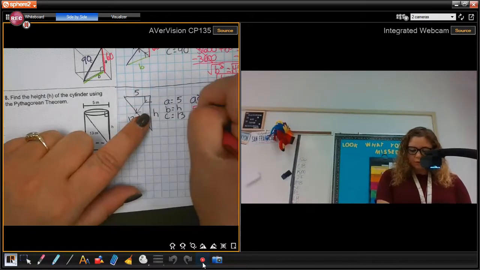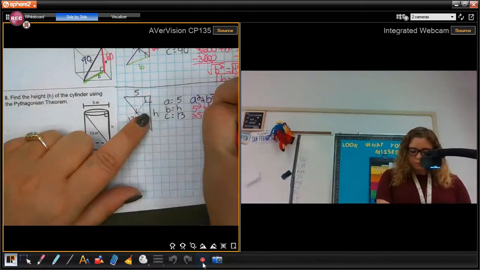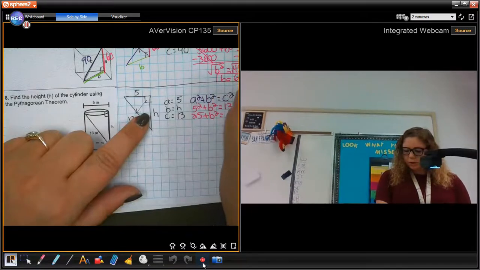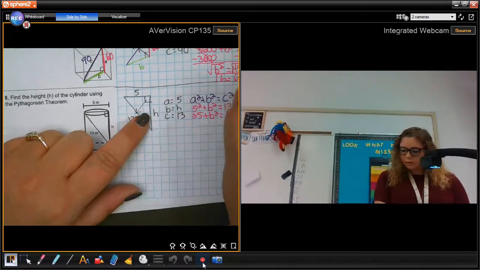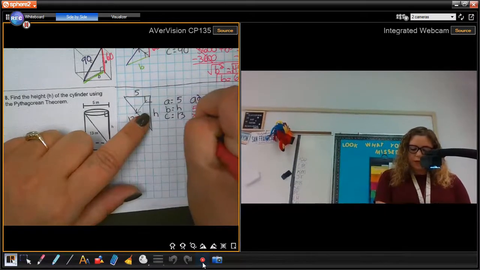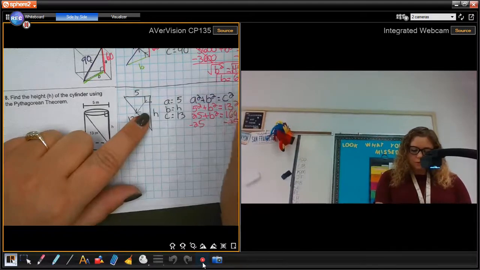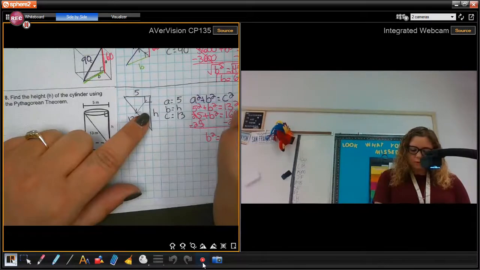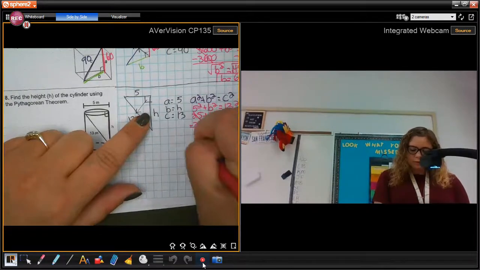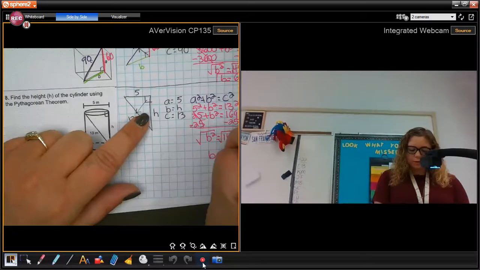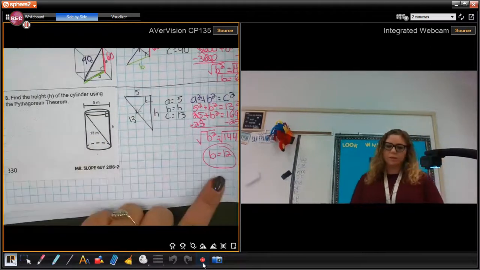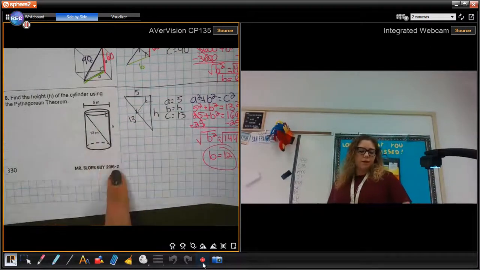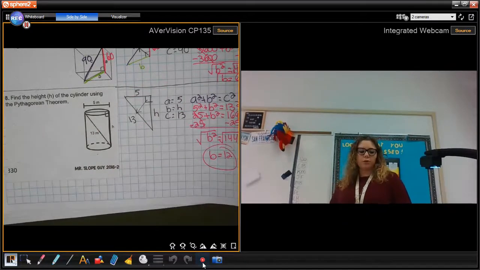Five squared is 25. 13 squared is 169 minus 25. I get B squared equals 144. Then take the square root. B is going to give me 12. So the height of this is going to be 12 units. Okay, so that is how you will do the Pythagorean theorem.